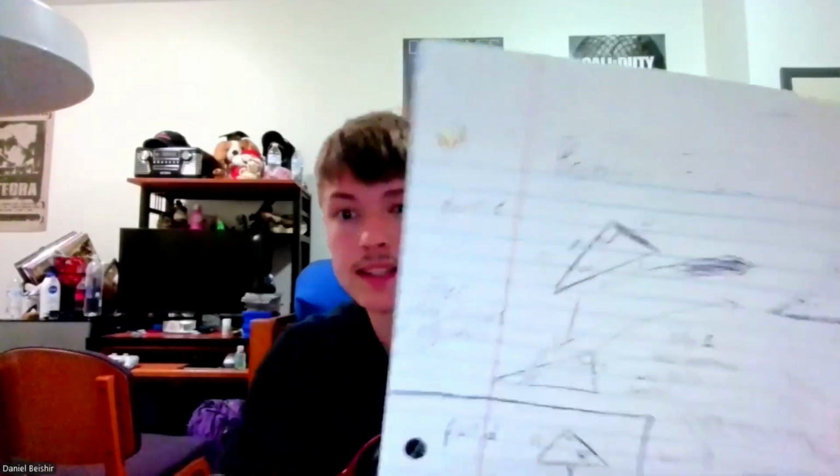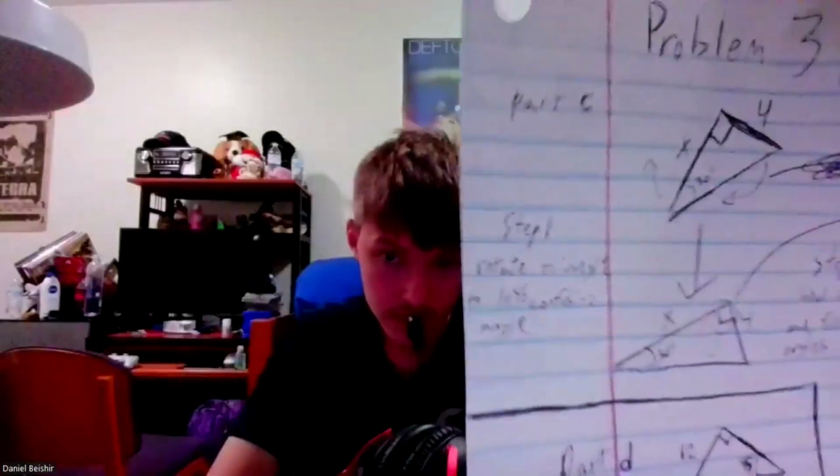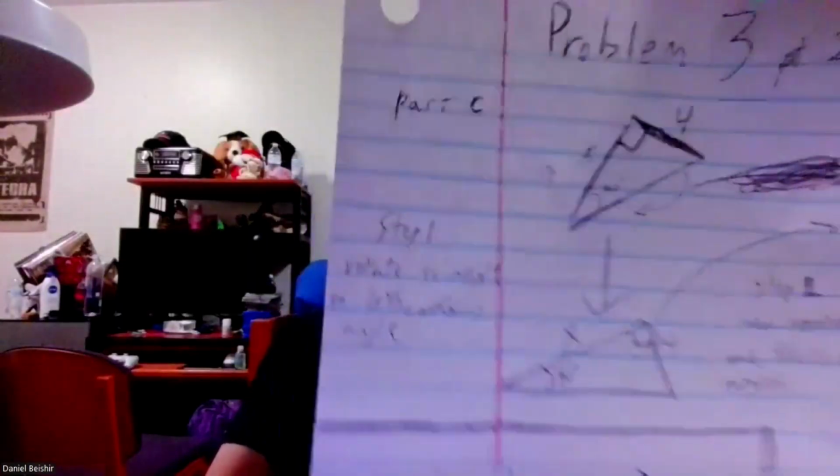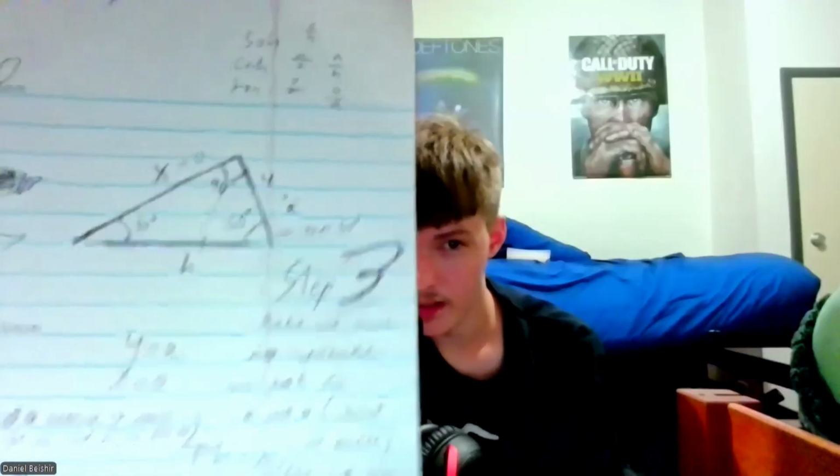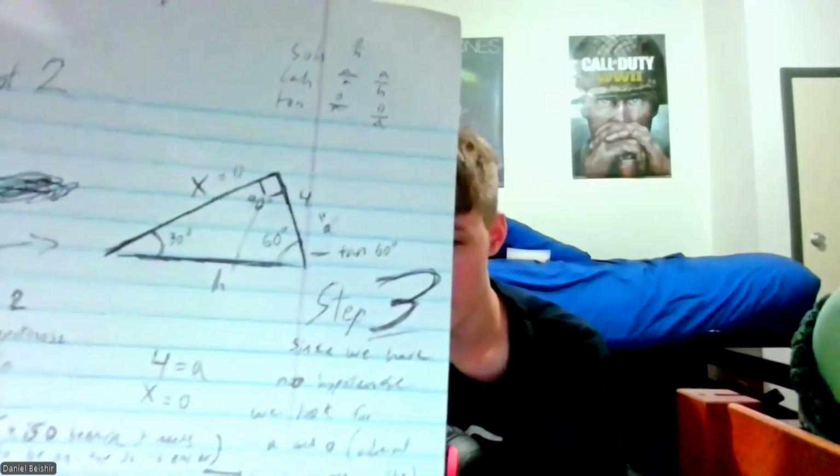We also have a part C. It has a weird triangle like this. So step one, we rotate it so it's actually the right way. It's easier. Then we fill in the angles. We actually don't have the hypotenuse this time.